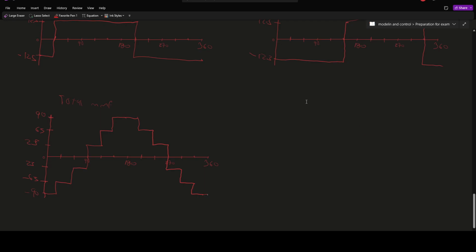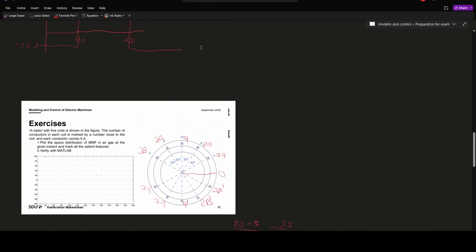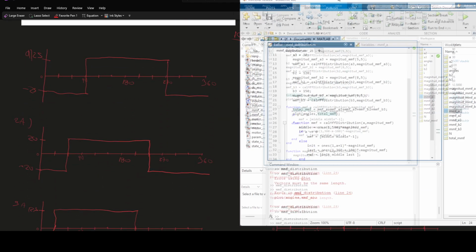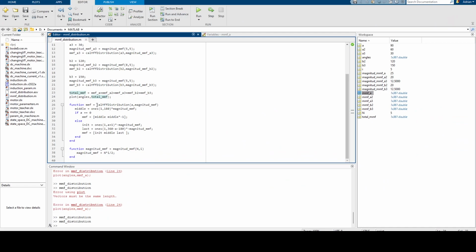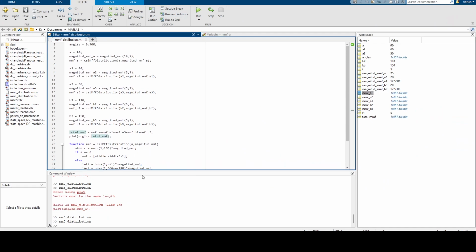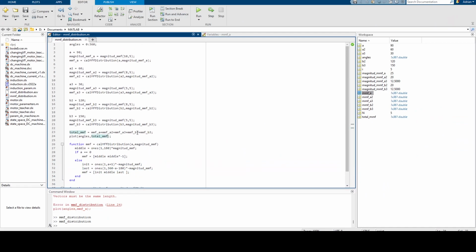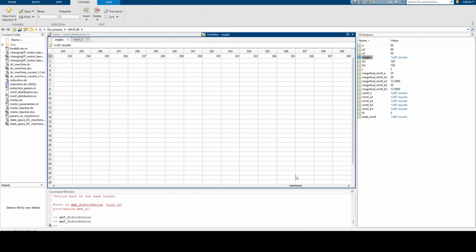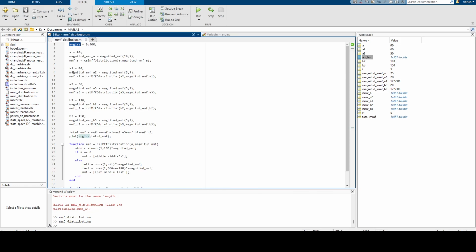And now it is asking us to check this with MATLAB. So here I have a MATLAB script. I really hope you can see. So first I just have a vector of angles. Here we can see it. That's just going from 0 to 360. That's gonna be our x-axis.